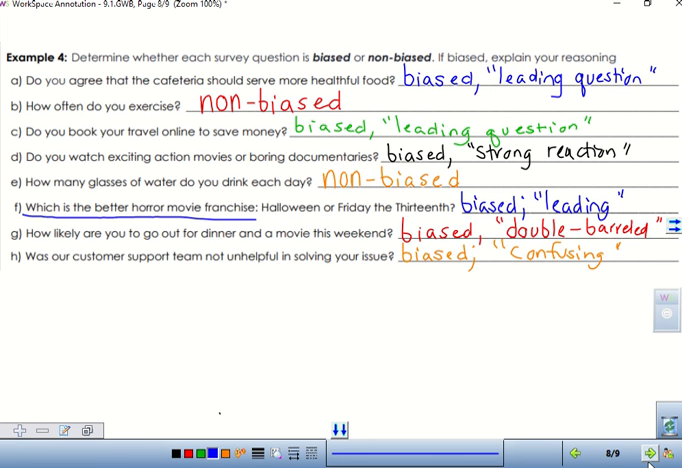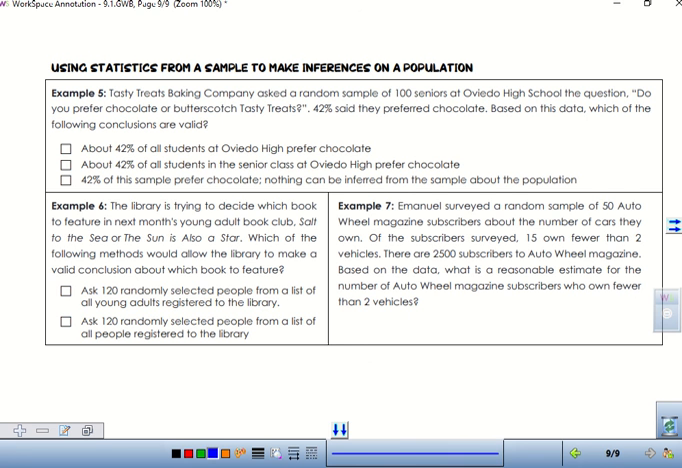Everybody good with this page? Yeah. All right, so now we're going to look at some statistics from samples and see what we can tell about what we learned. Tasty Treats Bakery asked a random sample of 100 seniors at Oviedo High School the question, do you prefer chocolate or butterscotch Tasty Treats? 42% said they preferred chocolate. Based on this data, which of the following conclusions are valid?